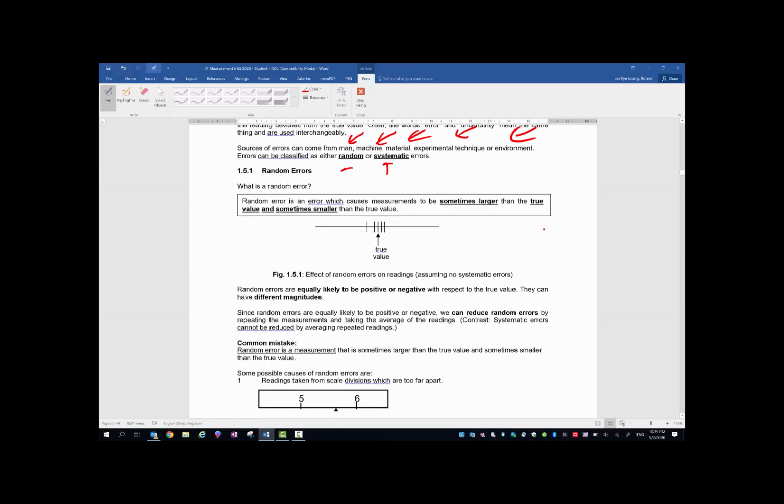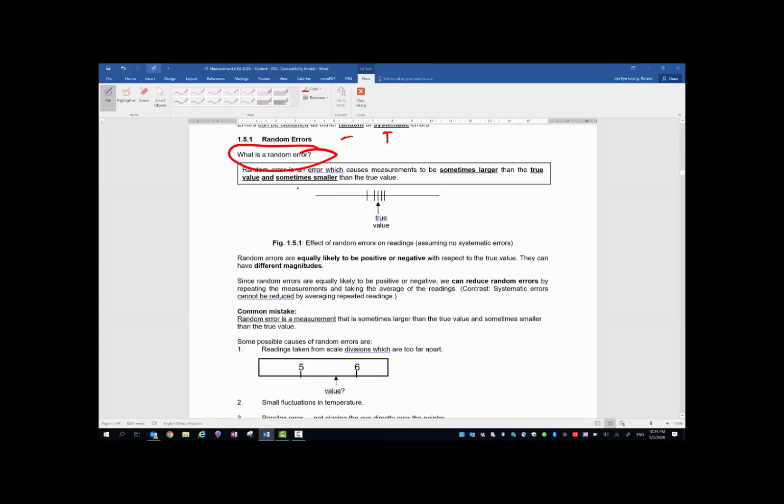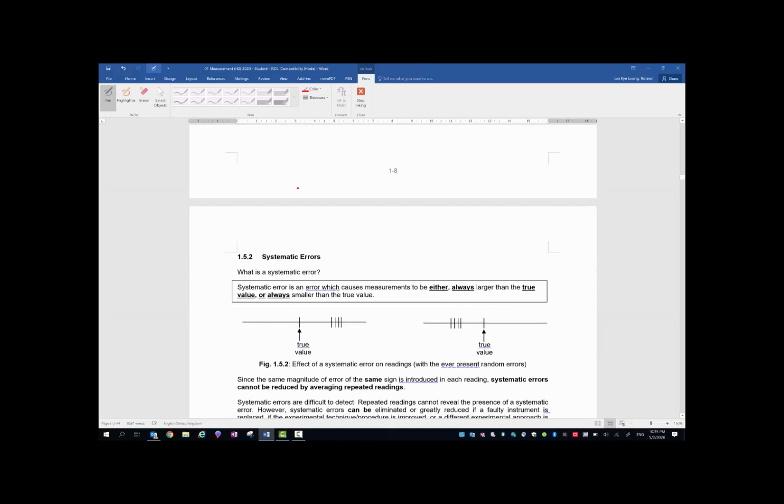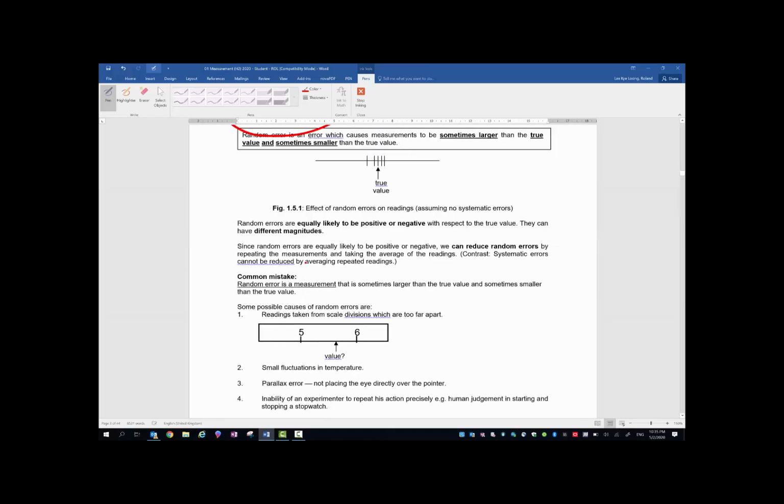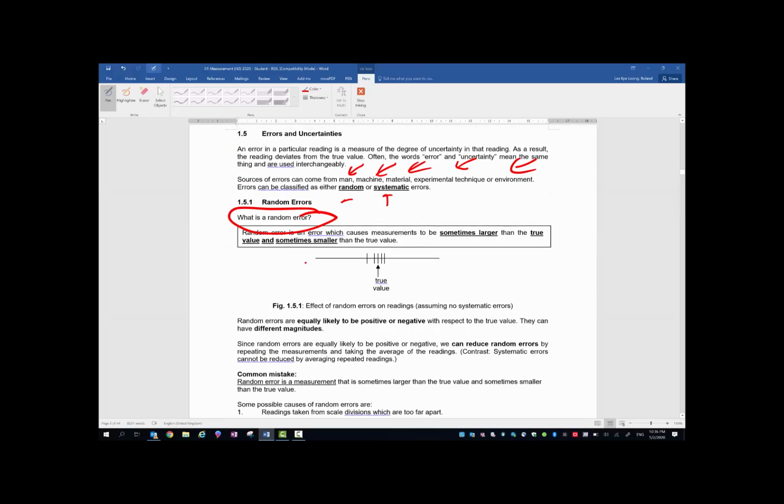So this question that they ask very often, what is a random error? Or what is a systematic error? You see that they ask this very often, and your answer must be like this. In terms of random error, a random error is an error which causes the measurement to be sometimes larger than the true value and sometimes smaller than the true value.